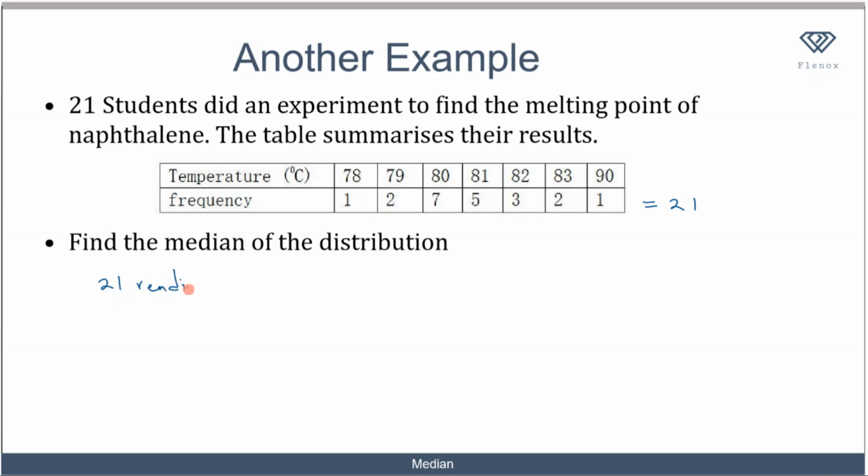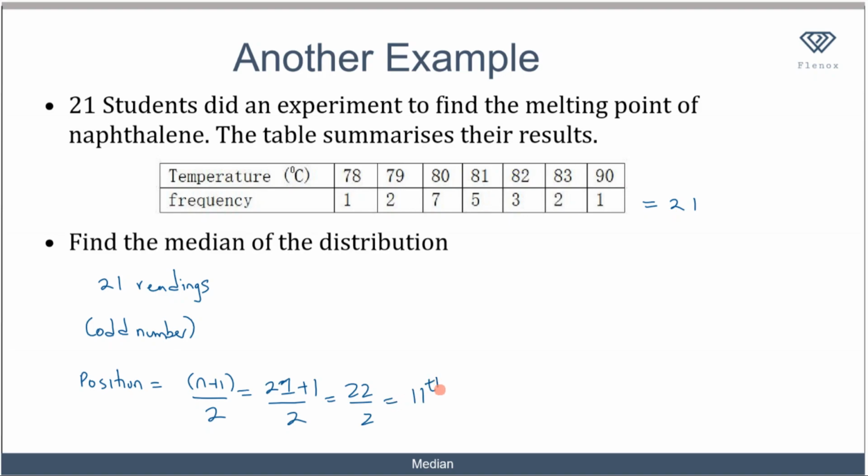So now, is 21 an odd or an even number? We can see clearly that this is an odd number. So when we have odd numbers, what does it mean? It means that we are just going to have one middle number. And what is going to be the position of the middle number? The position is given as n plus 1 over 2, since we have an odd number. So we have 21 plus 1 over 2, and that is 22 over 2, and that is 11. So the 11th number is going to be my median.